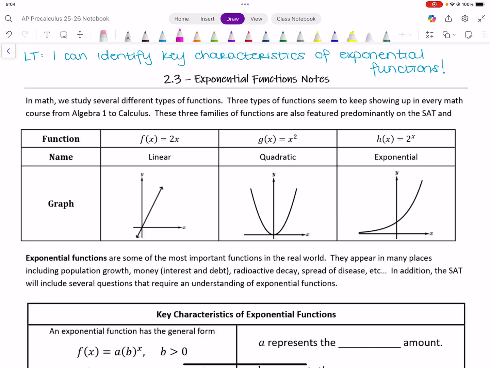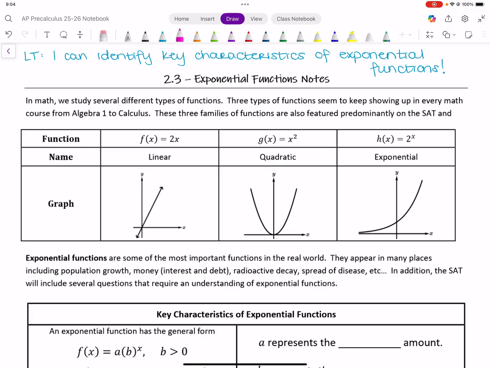Our learning target is I can identify key characteristics of exponential functions. So in math, we study many different types of functions, especially our parent functions. And there's 3 of our parent functions that show up in every math class from Algebra 1 to AP Calc. And these are also featured predominantly on the SAT and ACT. And those functions would be our linear, quadratic, and exponential functions.